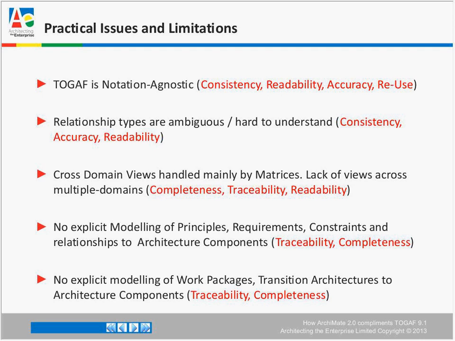So there's no explicit modelling of the relationships between principles, requirements, stakeholders, and goals and drivers, and things like that, in relation to architecture components in the TOGAF meta model. And the motivation extension of ArchiMate supports this very well indeed. Also, there's no explicit modeling of work packages and their mapping to architecture components and then to the motivation elements. And again, this is in ArchiMate, which is incredibly useful.